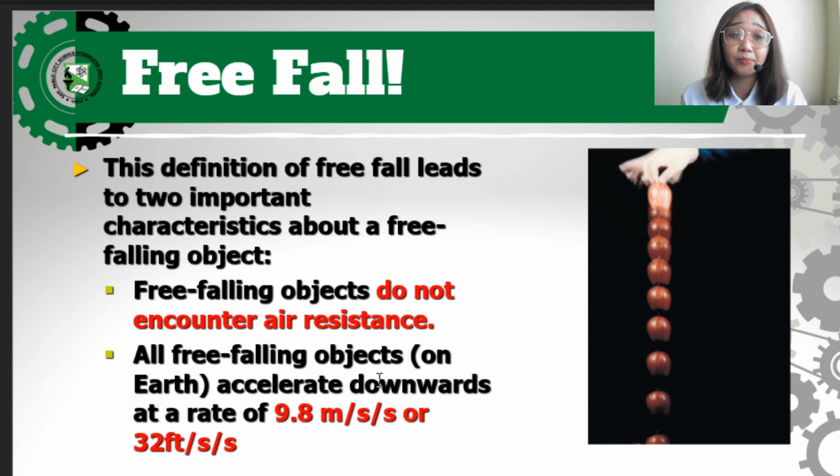Okay? So, the definition of free fall leads to two important characteristics about free-falling objects. Ito yung mga dapat nating tatandaan kay free fall. Free-falling objects do not encounter air resistance. Okay? And then second, free-falling objects on Earth, okay, specifically on Earth, accelerate downwards, okay? So, accelerates downwards at a rate of 9.8 meters per second squared, 9.81 meters per second squared, or 32 feet per second squared.